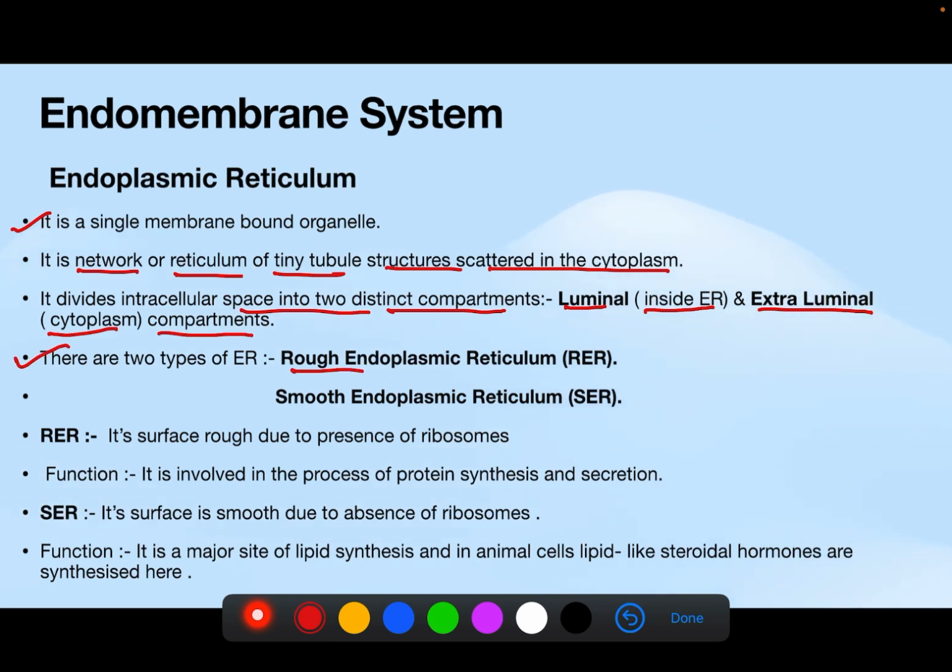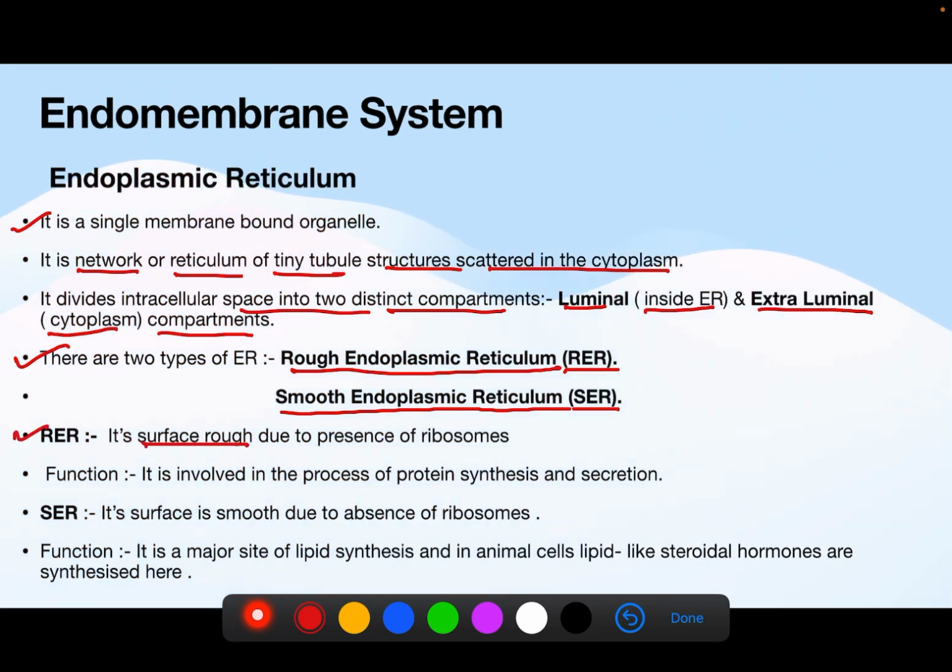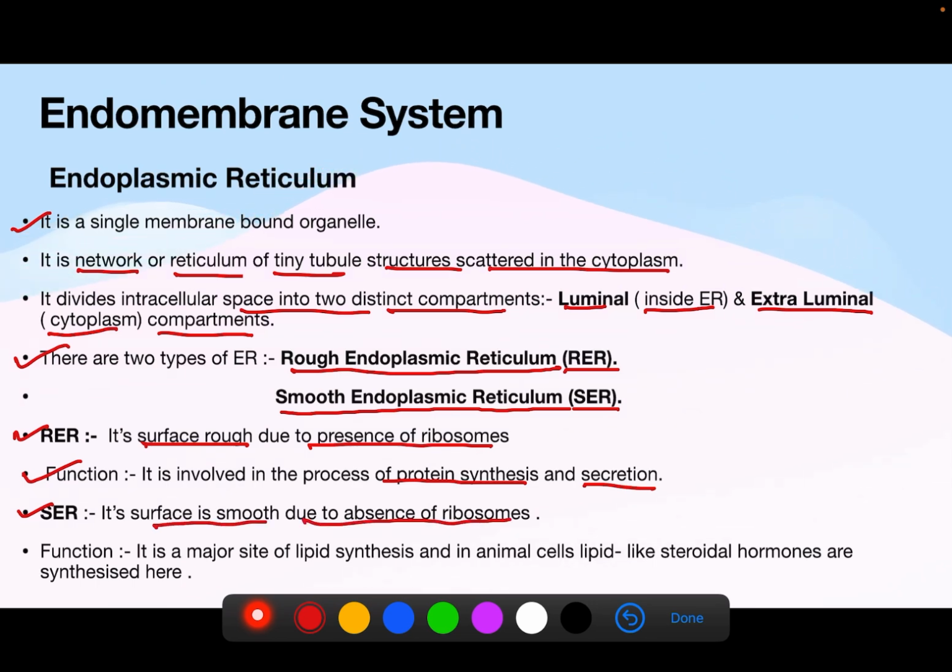So there are generally two types of ER. First is rough endoplasmic reticulum, also known as RER. Then there is smooth endoplasmic reticulum, which is known as SER. Its surface is rough due to the presence of ribosomes. The function of RER is that it is involved in the process of protein synthesis and secretion. Second, we have SER, or smooth endoplasmic reticulum. Its surface is smooth due to the absence of ribosomes. The smooth endoplasmic reticulum is the major site of lipid synthesis in animal cells. Lipids like steroid hormones are synthesized here.